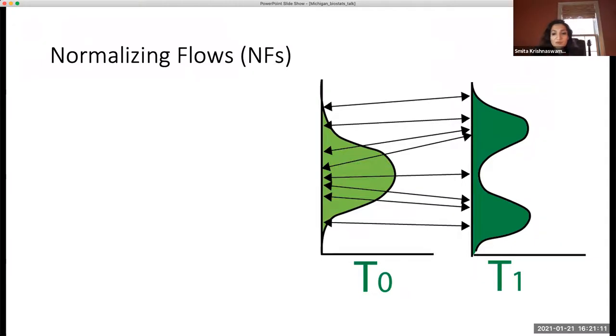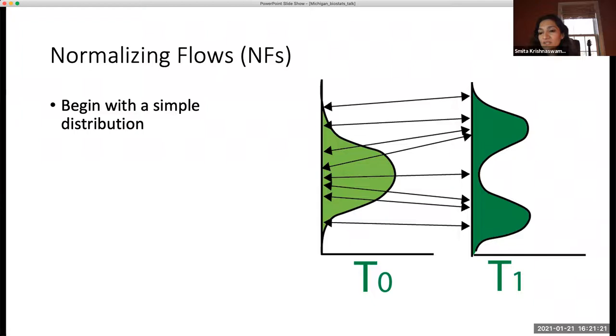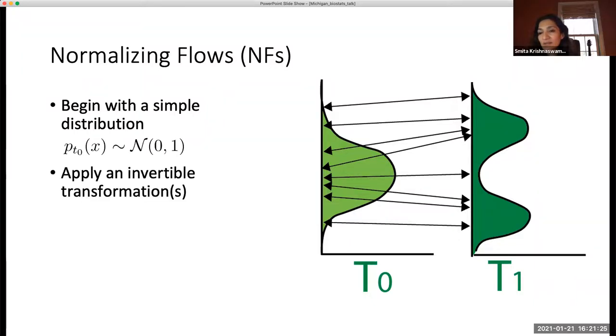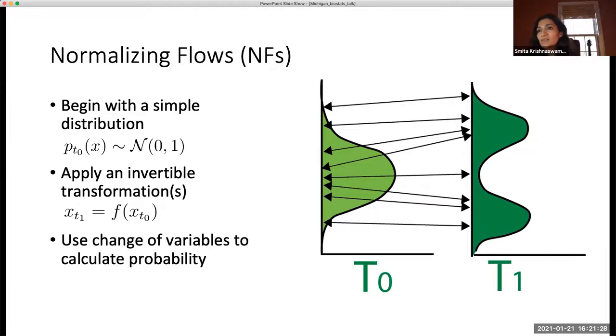So what we're using for this is actually a very advanced form of something you guys might be familiar with, which are normalizing flows. Usually the way normalizing flows are described is you begin with a simple distribution, and you're creating a generative model by applying invertible transformations, and you use a change of variables to calculate the probability, and then you just reverse the flow to generate samples from your simple distribution to your complicated distribution.